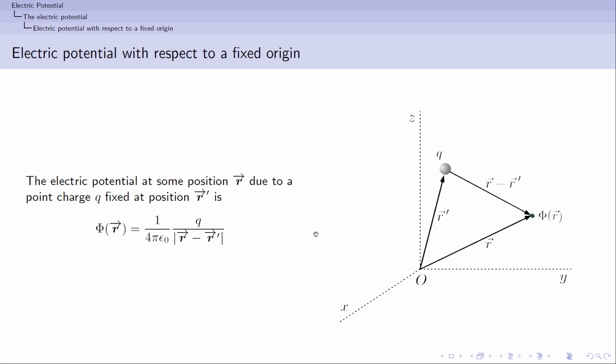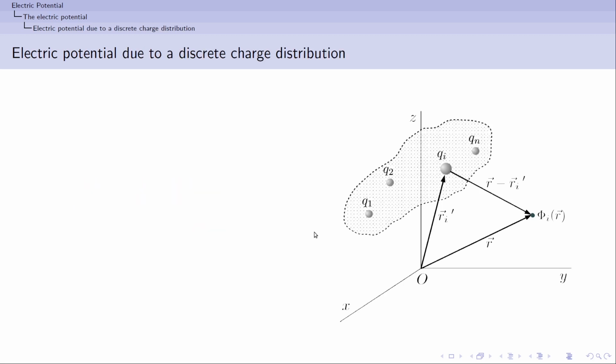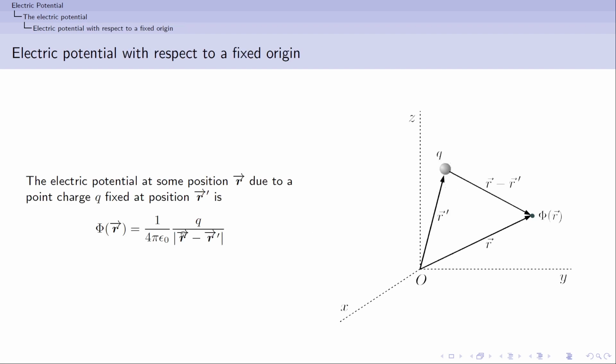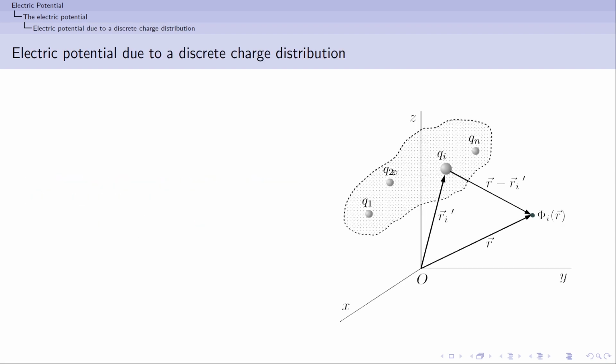Now we could extend this idea further, because the electric potential satisfies the superposition principle. Okay, so we could use the superposition principle in conjunction with this previous expression to find the electric potential due to a discrete distribution of charges. So if I have, let's say, a lot of charges, Q1, Q2, Q3 and so on till Qn, n number of charges, then I could find the total potential at some point due to this entire distribution.